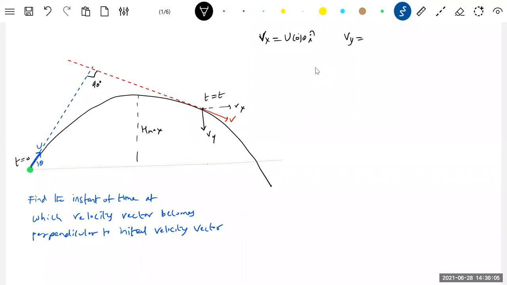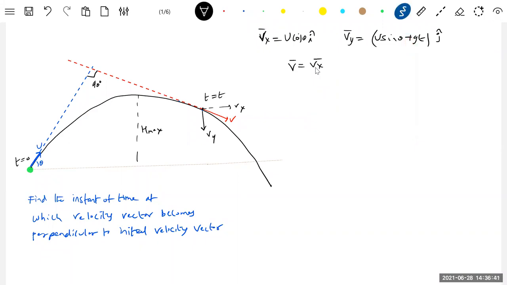Then what about Vy? Vy should be equal to u sine theta plus gt j cap. Now you can ask, this time I'm not sure, it can be here or here. It's an algebraic sum, so it can be positive or negative. If you put negative, it will become only a difference. It all depends upon this time, whether it is less or greater than u sine theta by g. So this is some sort of algebraic sum. Then what is the total velocity vector?